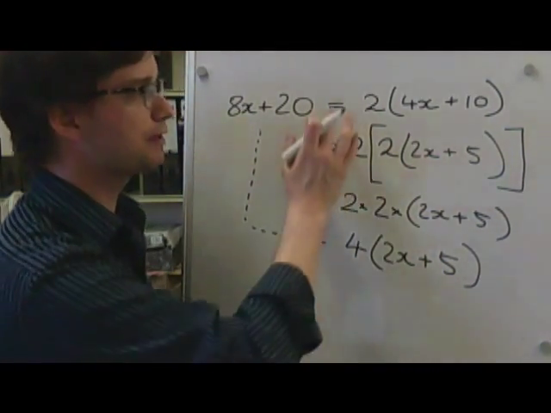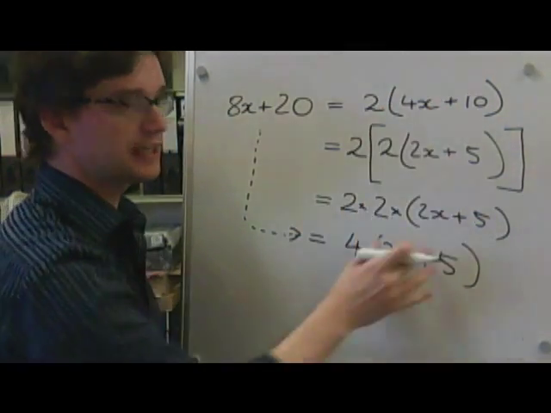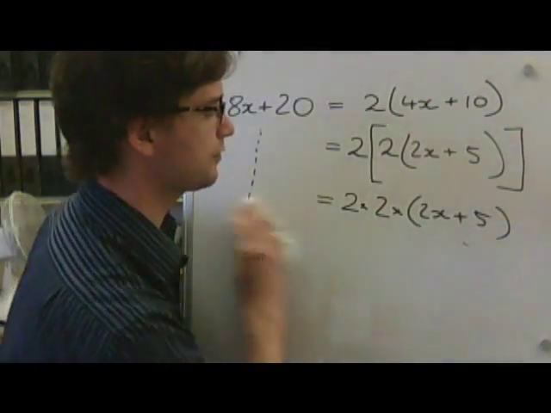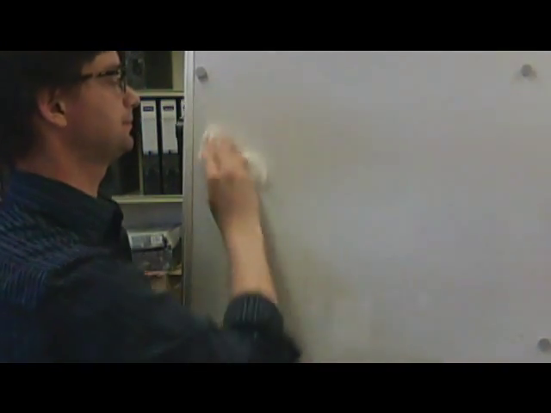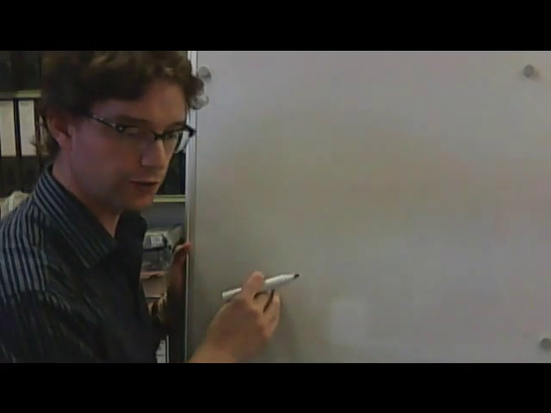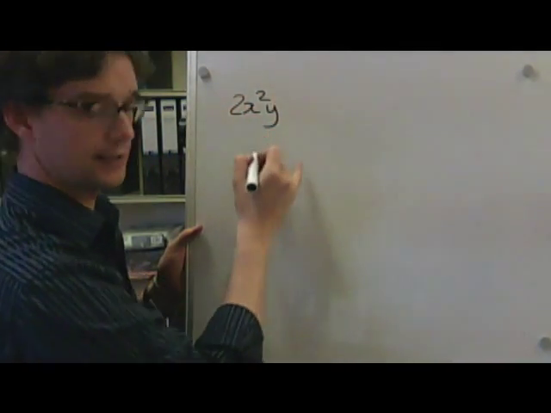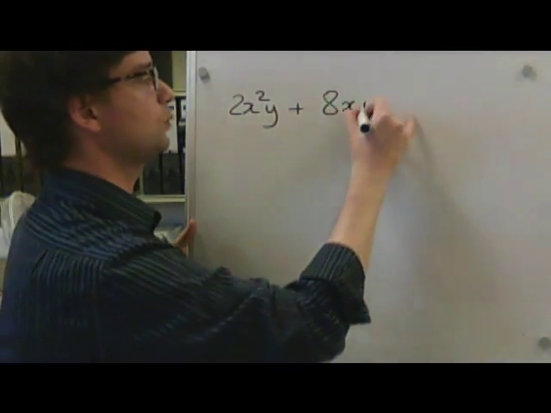There's no right way as long as you get to the right answer. It doesn't matter which way around you go, whether you go here first or go here first. And sometimes doing it like this can be helpful. I'll show you one more before we finish. One more to show you. 2x squared y plus 8x y squared.